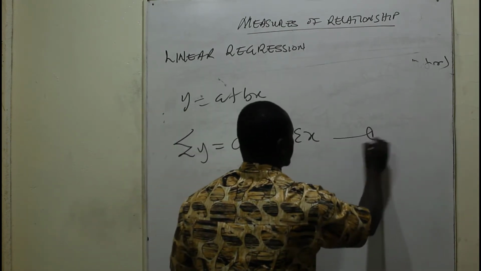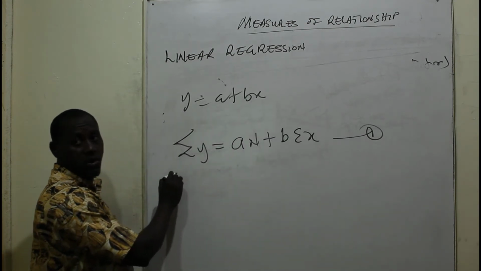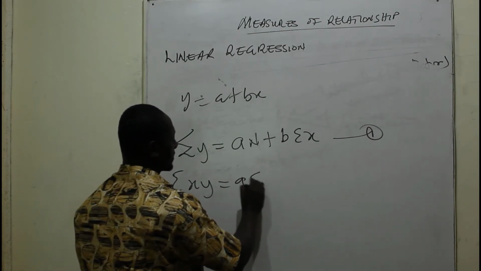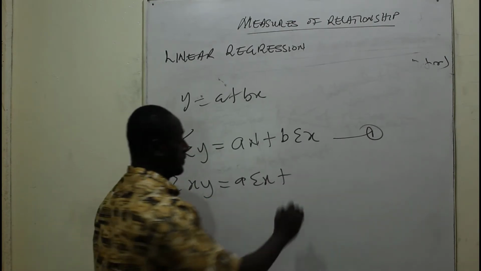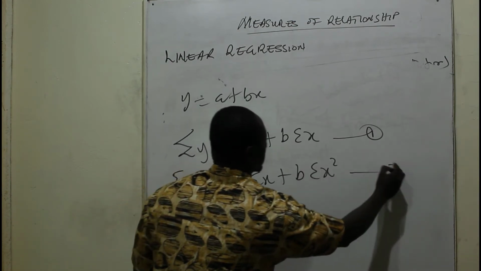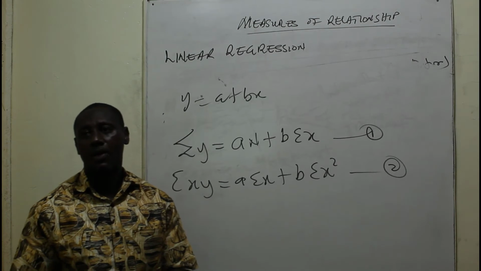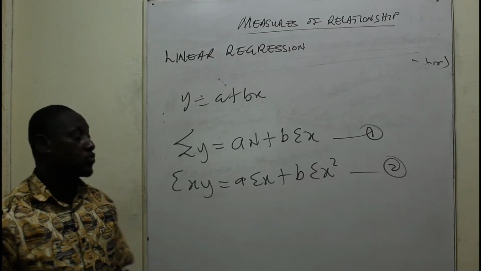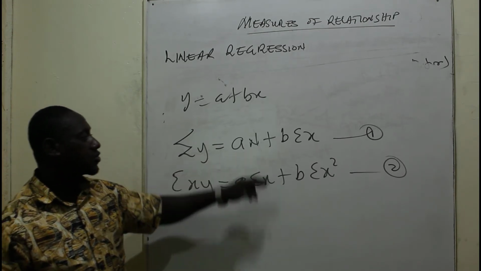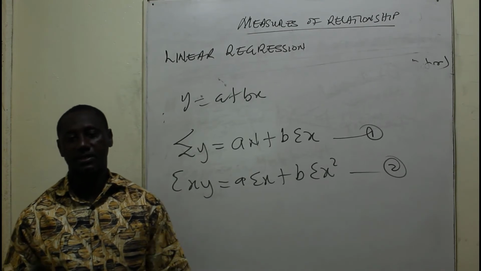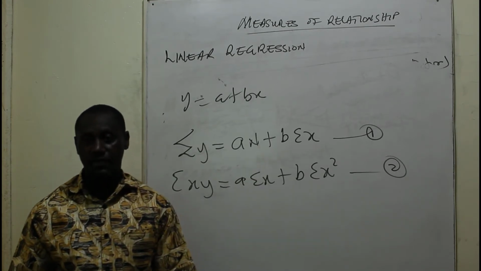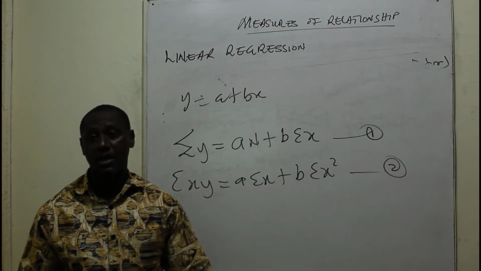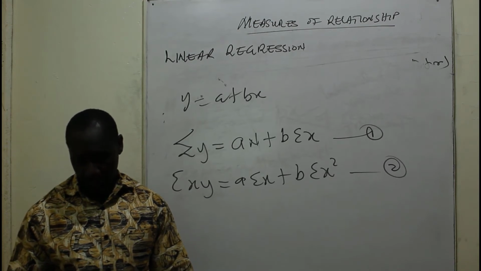Let me name this one equation 1. Equation 2 is summation of xy is equal to a times summation of x plus b times summation of x squared. These two equations are what we call the two normal equations, where n is the number of observations. We are going to use some mathematical manipulations here to get the values for a and b.